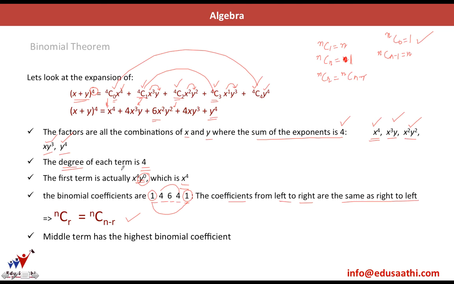A very important thing that you need to understand is the middle term will have the highest binomial coefficient. Binomial coefficients first increase, they reach a maximum value, then they start decreasing. So the first and the last would be the same, second and the second last, third and the third last, fourth and the fourth last, and the middle term will have the highest binomial coefficient.